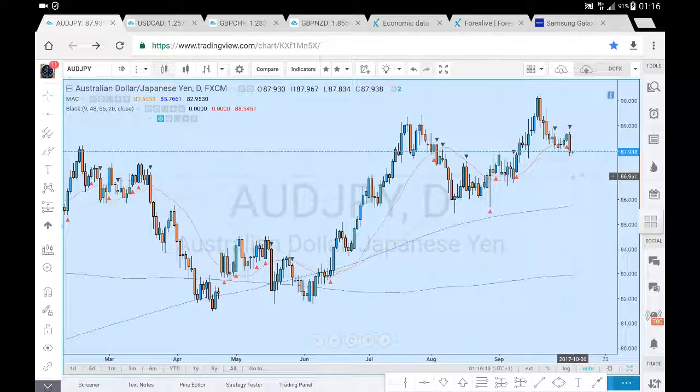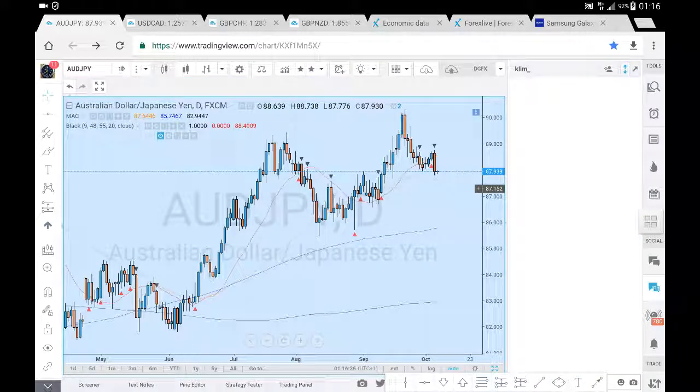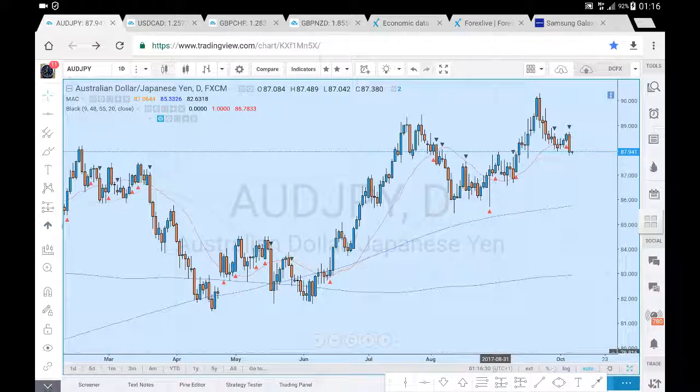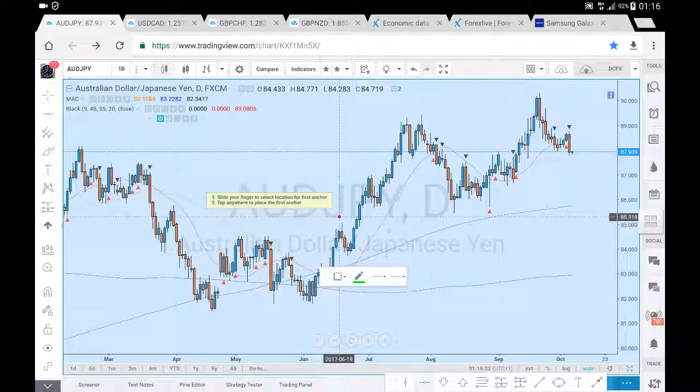So let's just get into this. Okay, and there is the candle. There's our signal candle. We're going short. So where did it close? We closed at 87.93. Let's get the 87.93 on the chart.